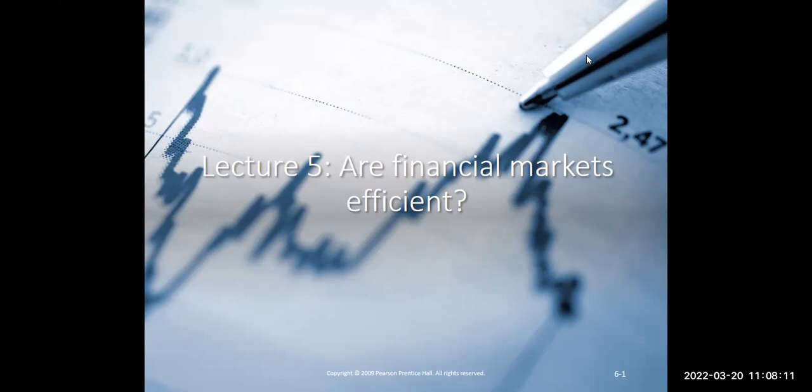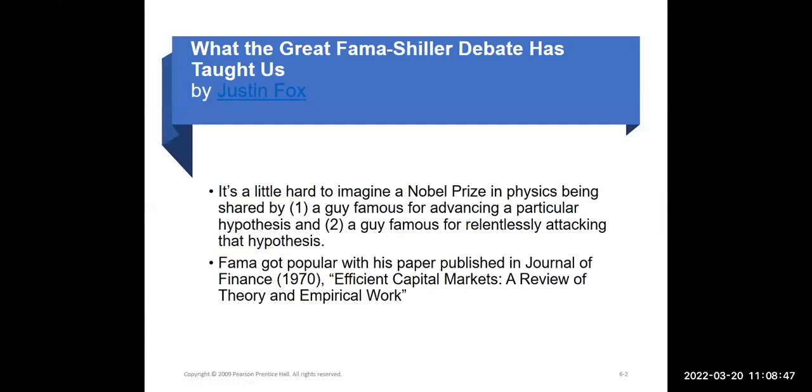To look at this, we will have to look at a very strong, very famous debate between two Nobel laureates, Bob Shiller and Eugene Fama. We will be looking at their debate and seeing what they say about the efficiency of the financial markets, and whether the financial markets can ever attain efficiency or not. All right. So we begin this lecture with some quotations and citations from this great debate between the two titans of finance, Bob Shiller and Eugene Fama.